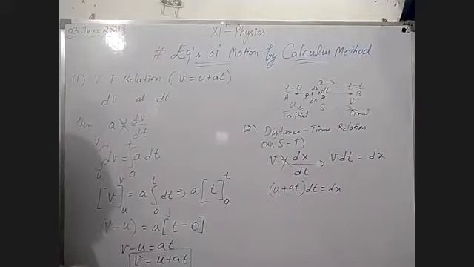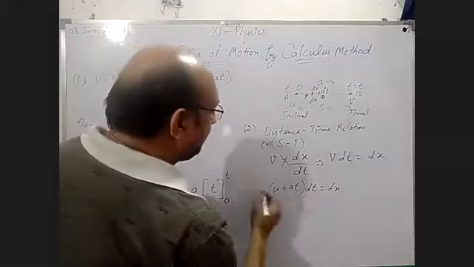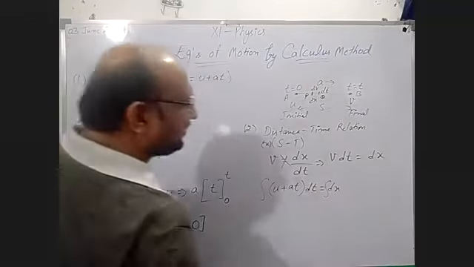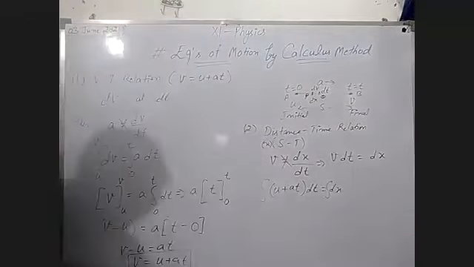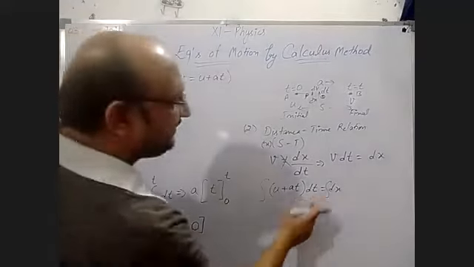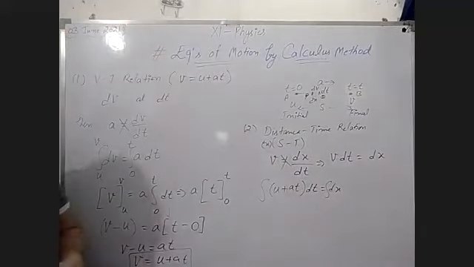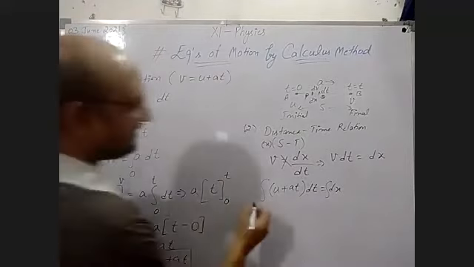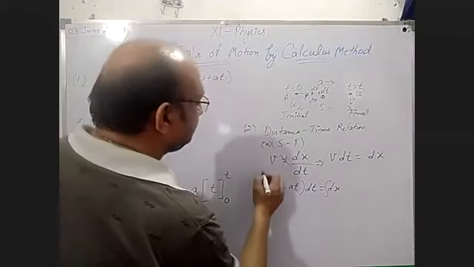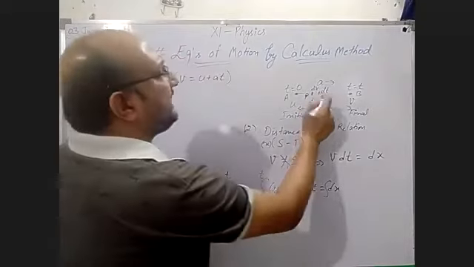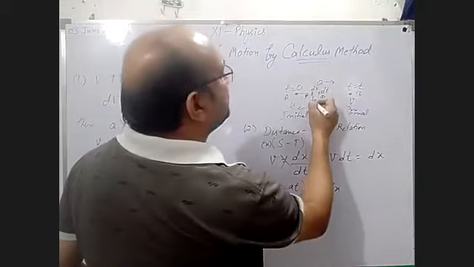Now, you can take integration on both sides. How can you take integration? Here dt represents time. With respect to time, you have to take the integration, and the time limit is 0 to t. Okay, now dx. What is the value of dx?